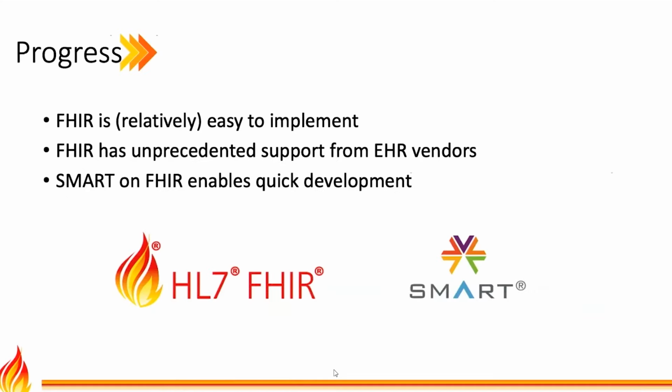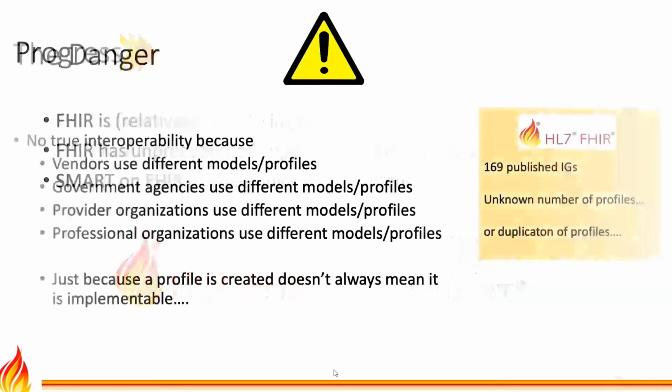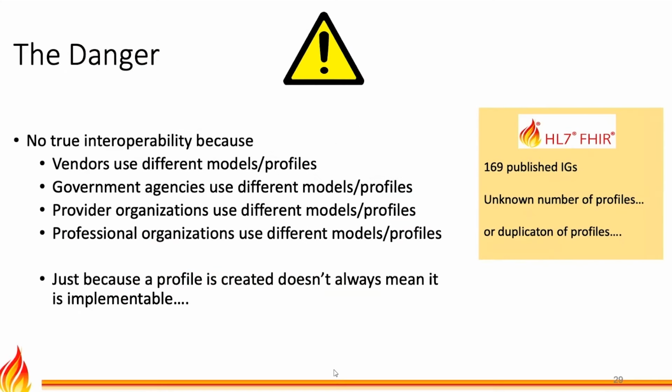So where are we at? It's easy to implement. It has unprecedented support. And we have other tools like SMART on FHIR that make it really quick to develop. But like I said, there's no interoperability because the profiling is starting to just go wild. Just because you create a profile doesn't always mean it's implementable, and it doesn't always mean it's interoperable. So we've got to start. One thing we said, there are 169 published IGs. I can't tell you how many profiles are in there, and I really can't tell you how many of those profiles are duplicates.